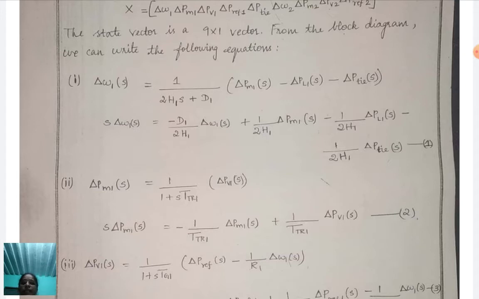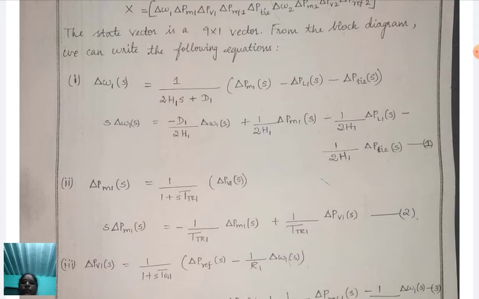Then again write del pm1 of s equal to 1 divided by 1 plus s into Ttr1, where tr is the turbine. This is the transfer function of the turbine. Transfer function means output divided by input. The output is the mechanical power, the input is the valve power. So del pm1 of s divided by del pv1 of s equal to 1 divided by 1 plus s into Ttr1. This is area 1 only.